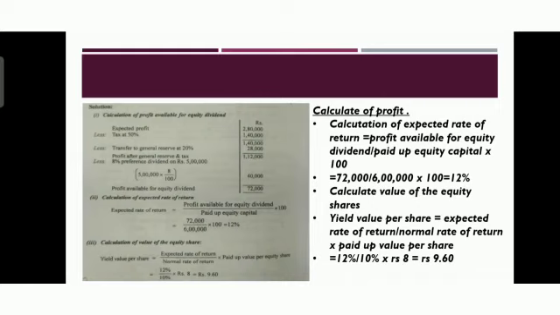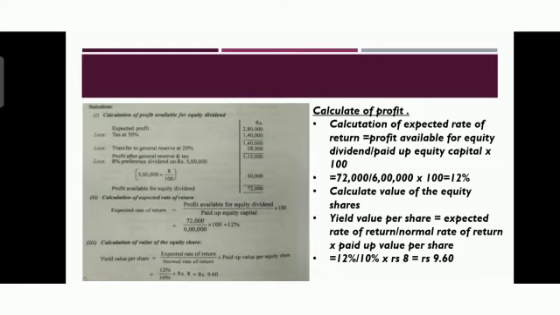Now we are going to minus the 8% preference dividend on 5 lakhs. 5 lakhs into 8 divided by 100 is equal to 40,000. 1,12,000 minus 40,000 is equal to 72,000, the profit available for equity dividend.